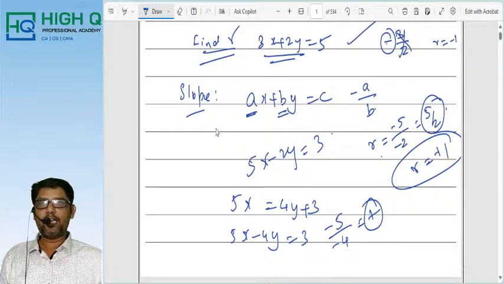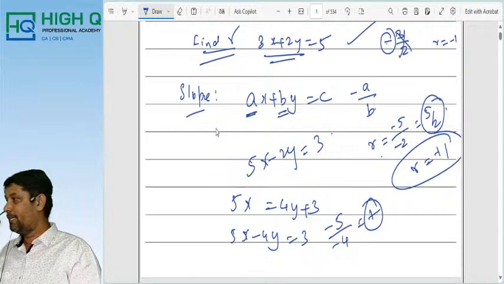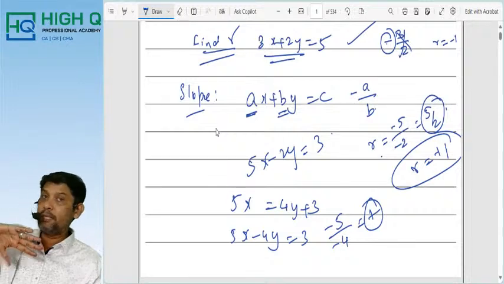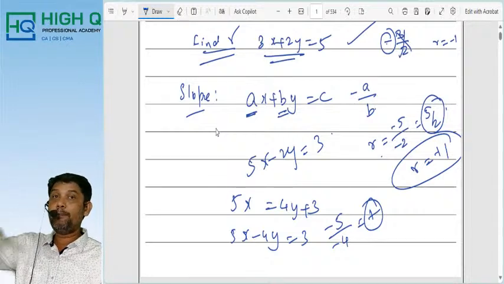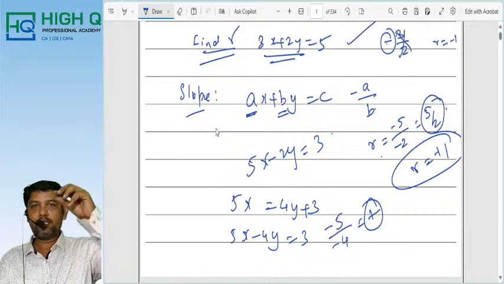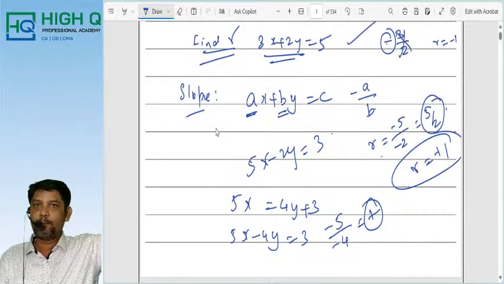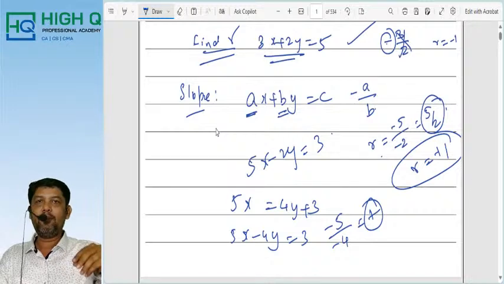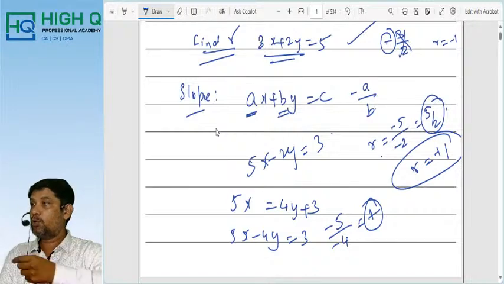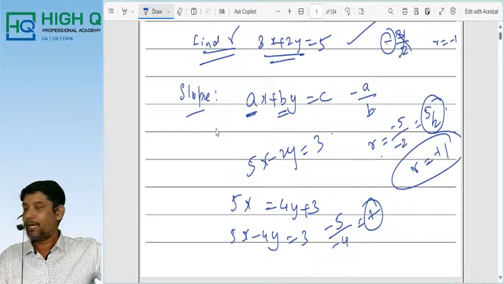Never ever expect that what I am solving in the classroom, a similar question will come. Same is not possible. See, one simple question can be connected with so many sub questions. So I will try my level best in the paper solvings to show how to connect the sub questions.